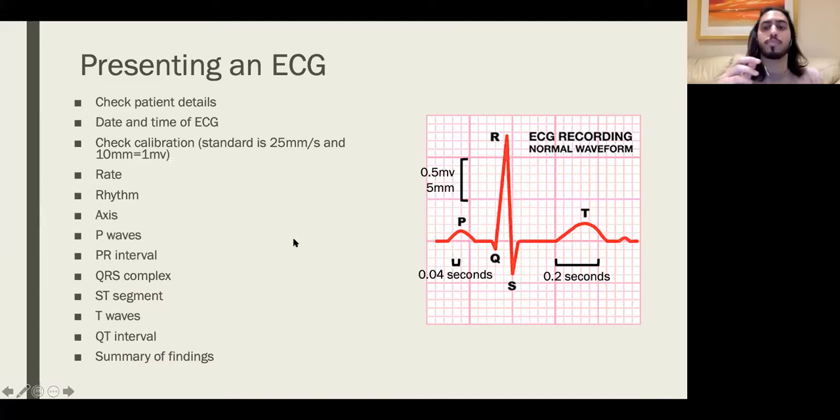So let's learn how to actually present these, and what you are looking for when you're looking at an ECG. So the main thing is you want to look at the patient's details, date and time of the ECG, and they're all written at the top. So those aren't that bad.